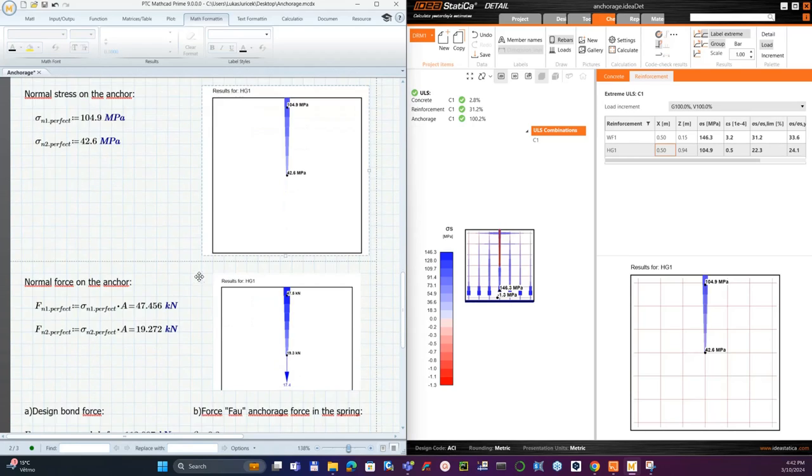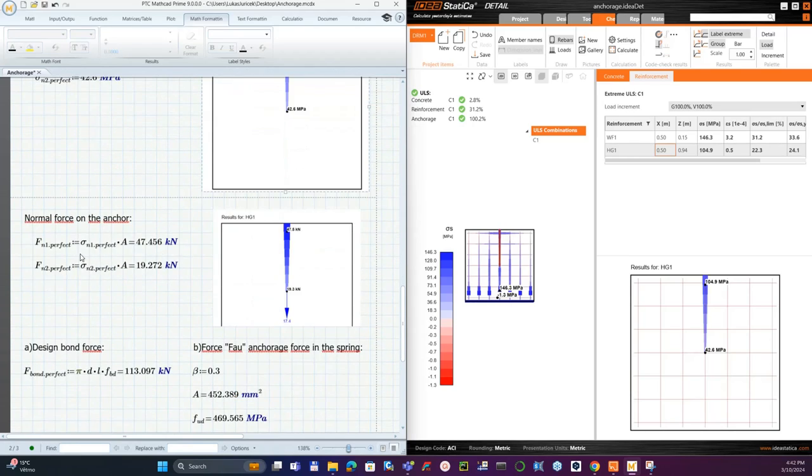Based on that, I will calculate the normal forces. So the normal force is 47.5 kilonewton and 19.3 by the root of the anchor. But there is also another spring, so another force, 17.4 kilonewton, because this is the force that is taken over from the part of the anchorage shape. So this is the difference. So right now I need to make a check.